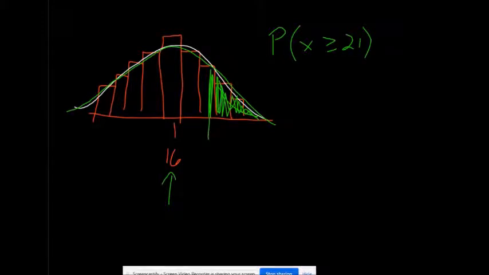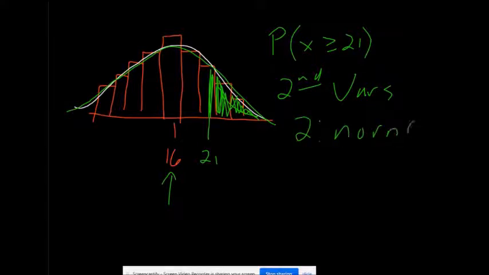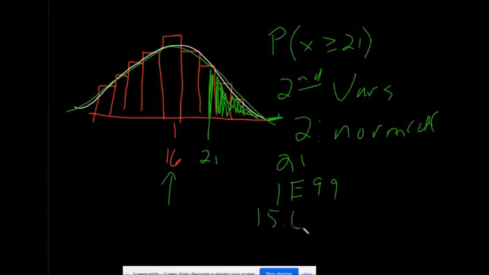So our lower bound is that 21. We're going to approximate it with the normal. So if you hit second vars on your calculator, and then I believe it's number 2, it's normal CDF. Now your lower bound is going to be 21. Your upper bound is going to be way up here. So that's going to be, if you remember, we type in 1E99. And then for the mu, you could use either 16 or you could use 15.6.